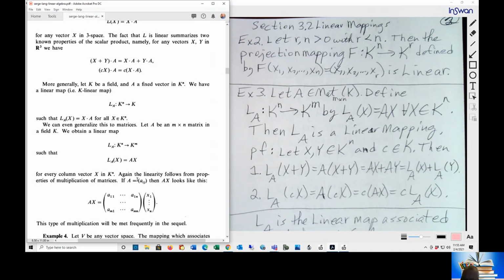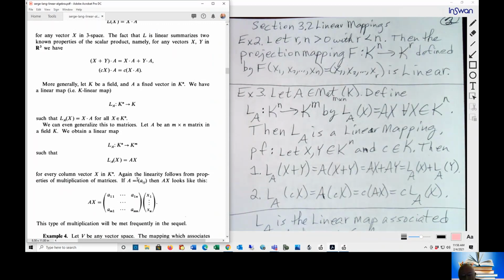And the proof is simple. Let x and y be column vectors in K^n and let c be a scalar. Then number 1, to show L_A is a linear mapping, we have to show the two conditions. L_A(x + y) is A times (x + y), but matrix multiplication is distributive across addition. So that's equal to Ax + Ay, which in turn is L_A(x) + L_A(y).